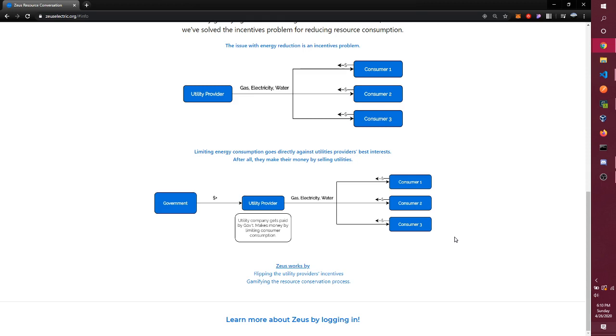It's not privy to as many fluctuations. They both reduce variance and increase profits. So we found alignment between the government and utility provider. The utility provider now has an incentive to reduce consumption. Let's now talk about what Zeus does to help consumers reduce consumption.